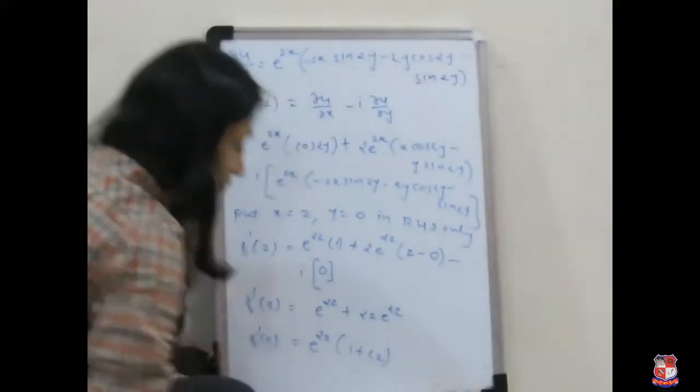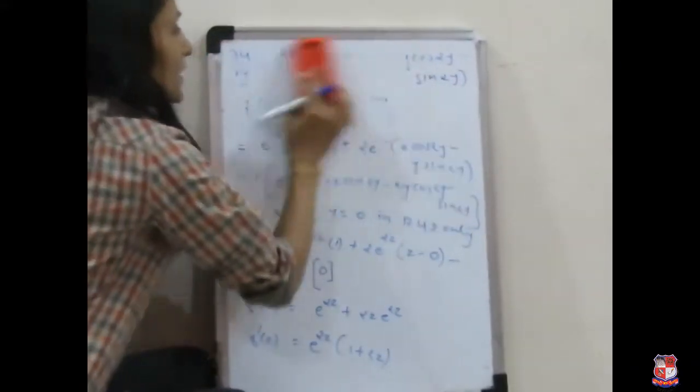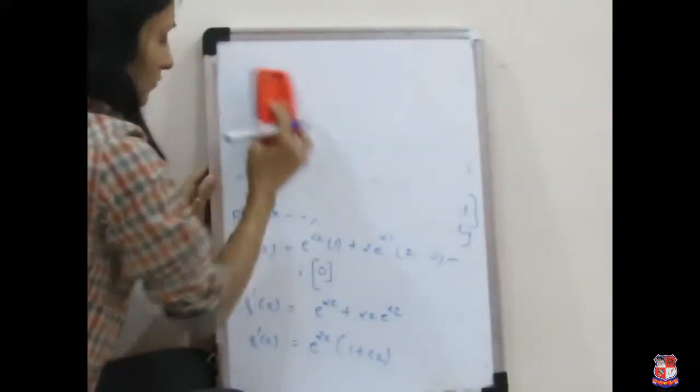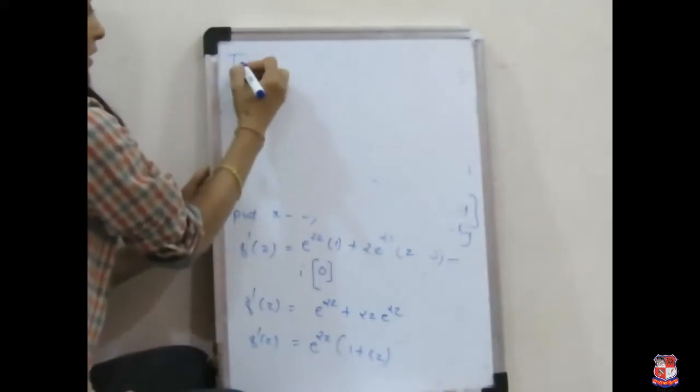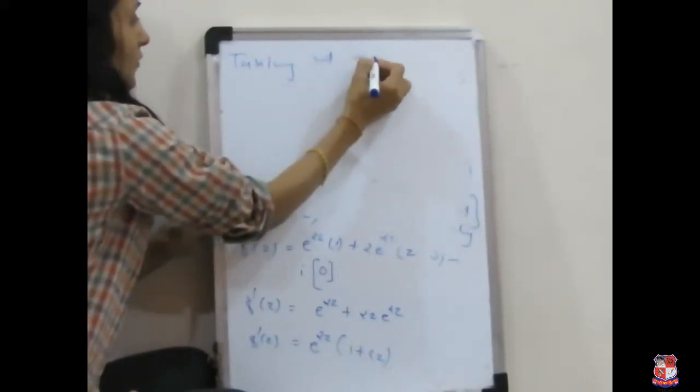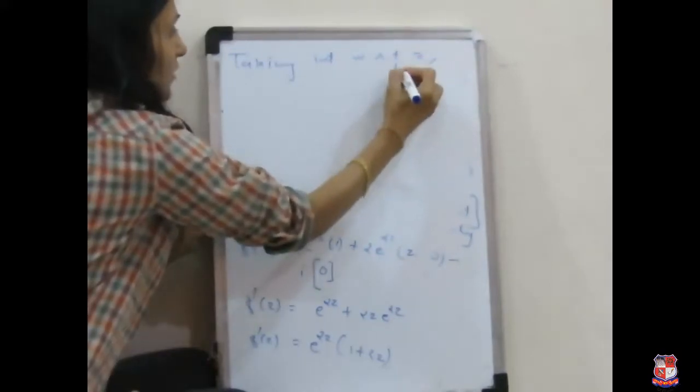Now the third step is taking integration with respect to z on both sides.